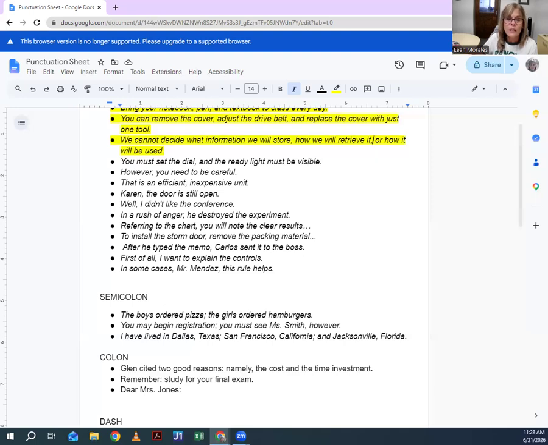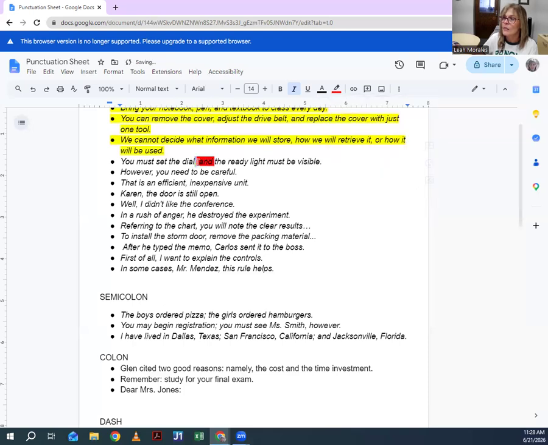Okay. Next, we're going to talk a little bit about coordinate situations. You use a comma in a compound sentence before a coordinating conjunction. Remember, we talked about those type of sentences in earlier modules. Those coordinating conjunctions, and, but, or, nor, they join two independent clauses, remember? For example, we see here, you must set the dial, and we see we have our comma right there. And this is where your conjunction is.